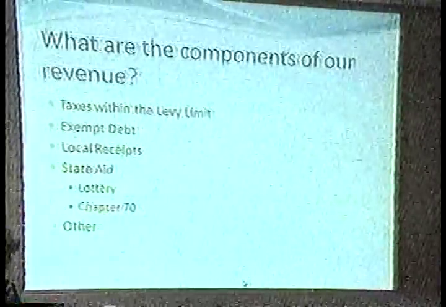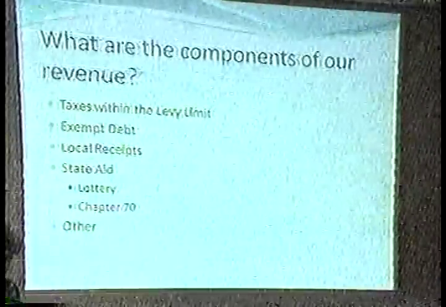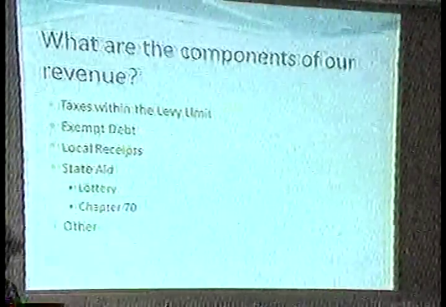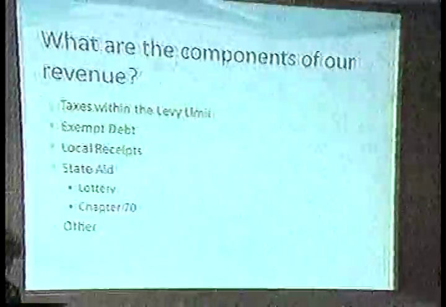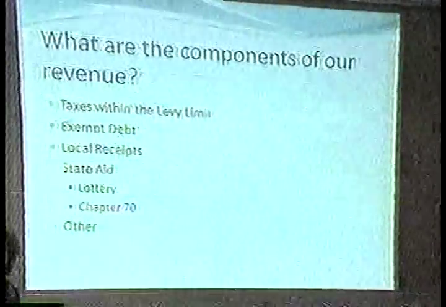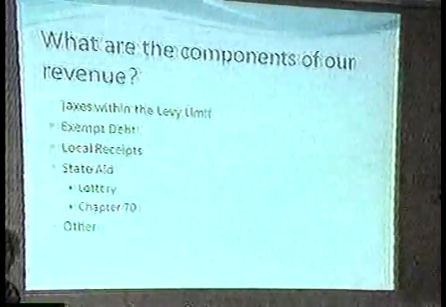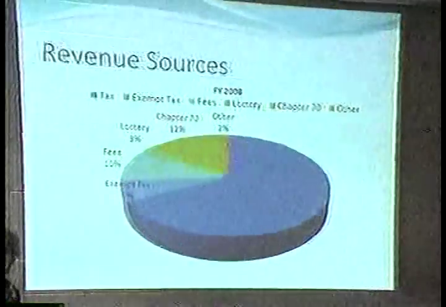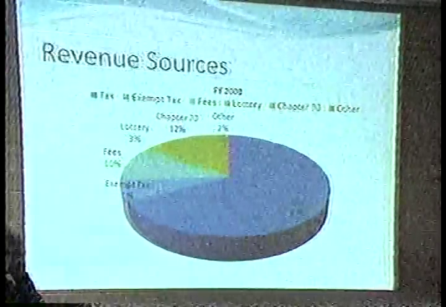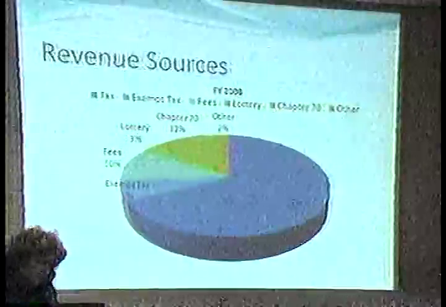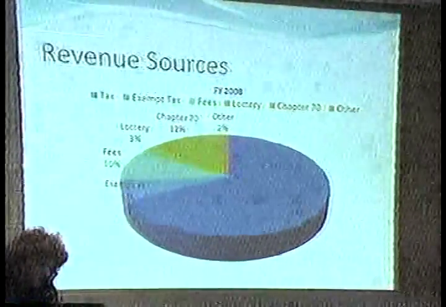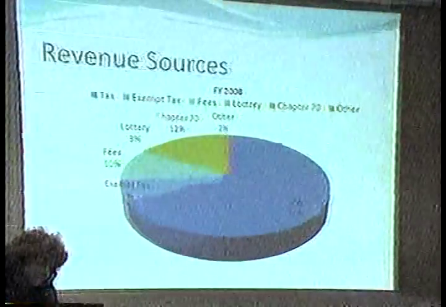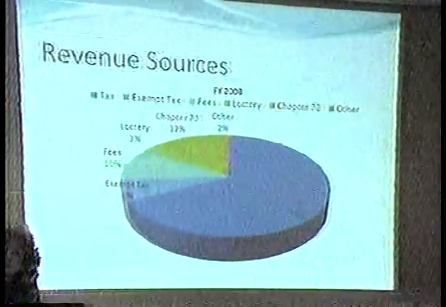What are the components of our revenue? We need to take a look at this. There's a lot of rumors that go out about where the Chapter 70 goes and what makes up our overall revenue dollars. And this little pie chart sort of gives you an idea. 67% of each dollar that we have for revenue comes from our local tax.